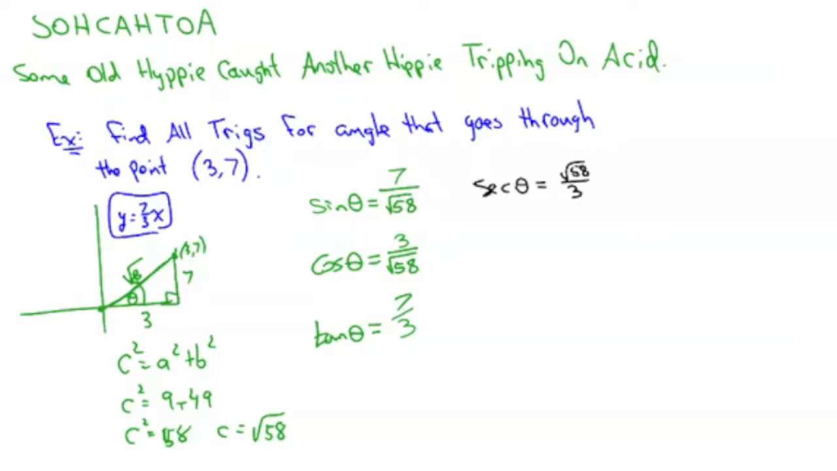So let's do cosecant next. Which one is cosecant related to? Sine. It's related to sine, so this is square root of 58 over 7. And then the easy one, of course, is cotangent of theta, which is 3 over 7. Ta-da! So you just got to be really careful with that secant and cosecant. You always go opposite letters. It's never going to be exactly the same.